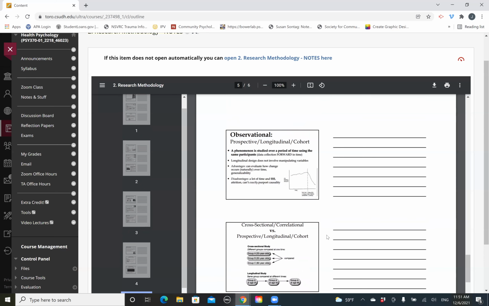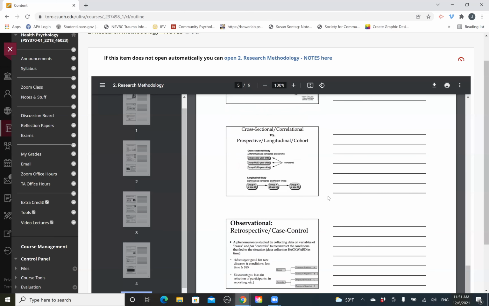So next we move into observational. A phenomenon is studied over a period of time using the same participants. Longitudinal design, so this does not involve manipulating variables. It can evaluate how change occurs naturally over time. Disadvantages, it's a lot of time and money. Attrition, right? You lose people. And that's a really hard thing. And it can't really purport causality.